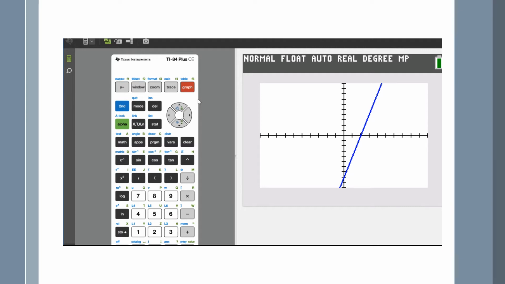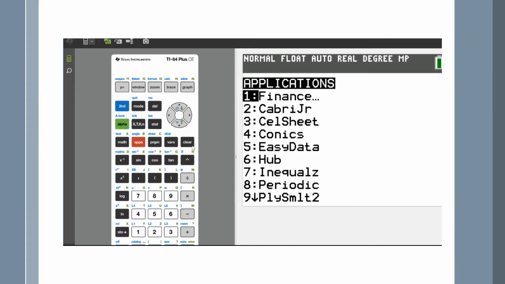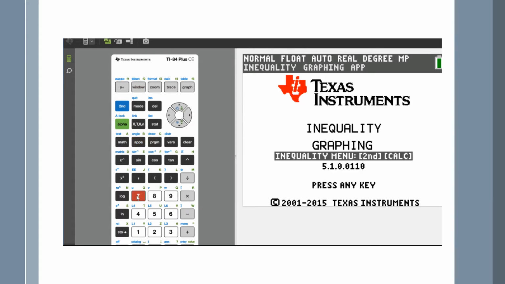Now, we want to graph that other graph. We had reduced it down to x equals 2. And I'm going to go into, but I don't see an x equal here, do I? No, I do not. But if I can get one, I'm going to go in here to apps, and I'm going to choose this. In this case, it's option 7. It may be different on your calculator depending upon how many apps you got. But I'm going to choose option 7.